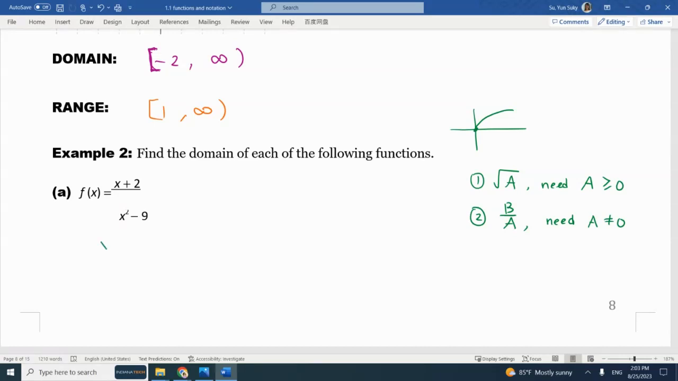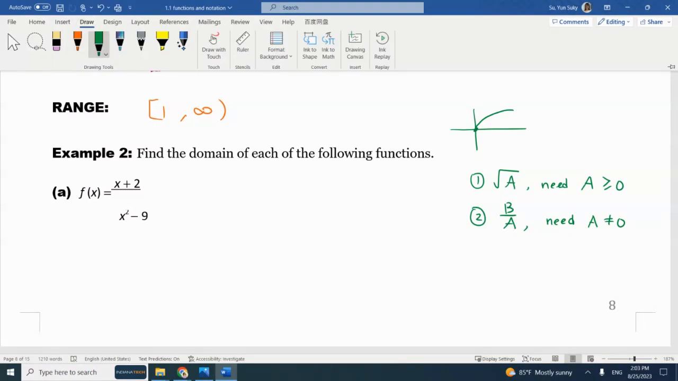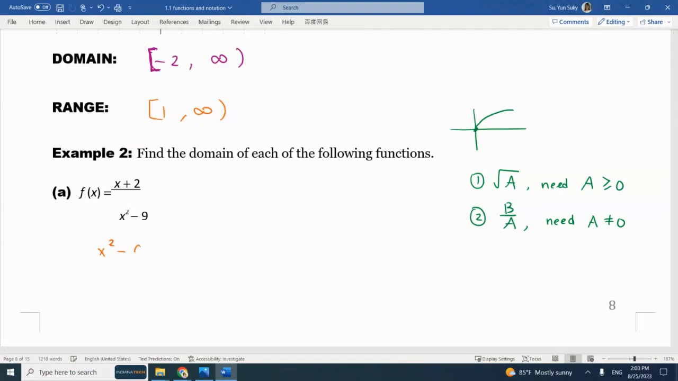So we need the denominator not equal to 0. So we set the denominator x squared minus 9 not equal to 0. And we want to solve for x. So how do we solve an inequality like that? Well, to solve an inequality or equation, you move all the terms to the left-hand side, and then you factor, right? Do you remember how you factor x squared minus 9?